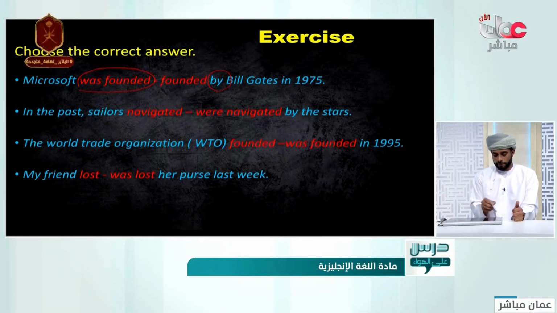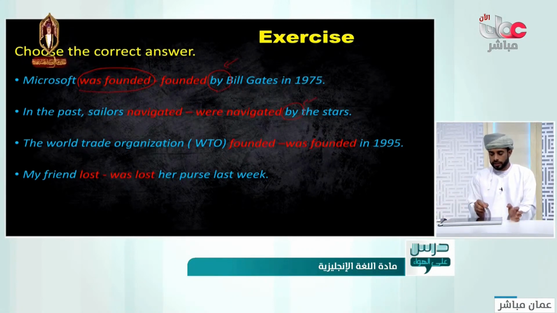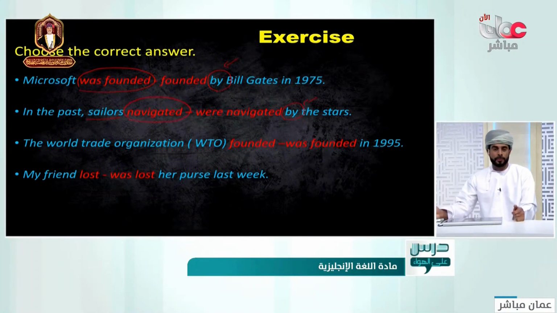Let's have a look at this one. In the past, sailors navigated or were navigated by stars. The word here, "by". In the previous one it says that someone created, but here, no, it means using stars. There's a big difference here. Who navigated? The sailors. So this is the normal sentence, S-V-O. So the answer is the past simple. In the past, sailors navigated by stars, using the stars.